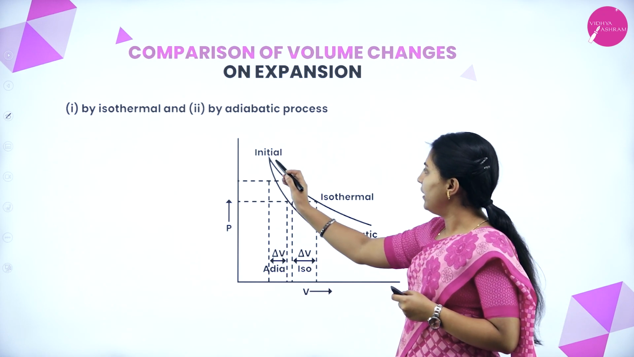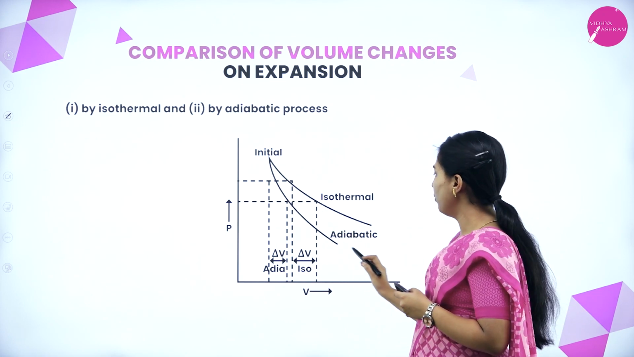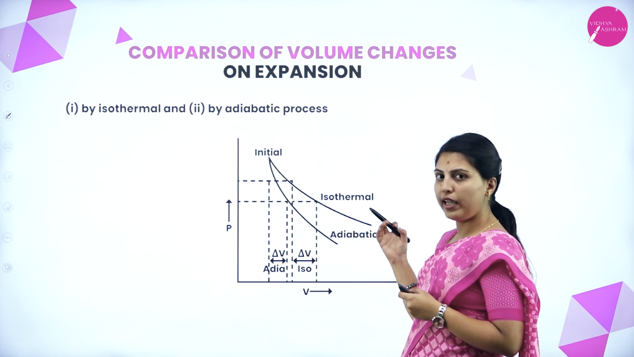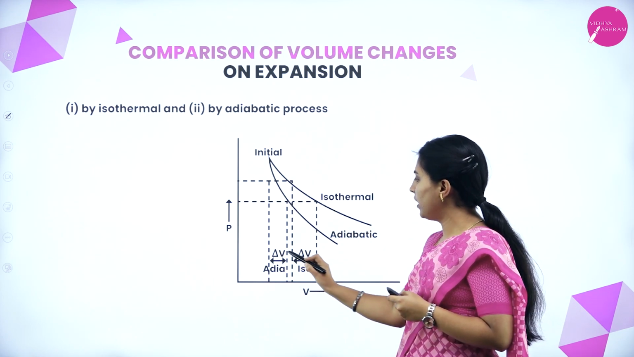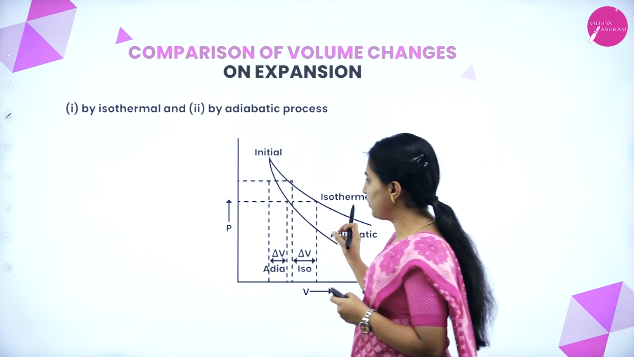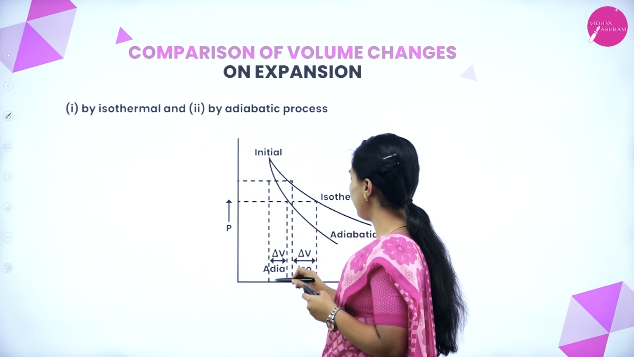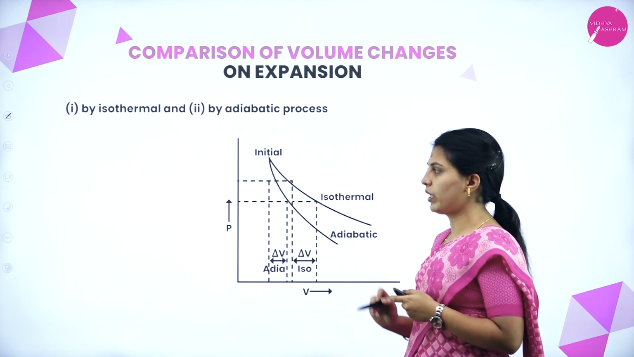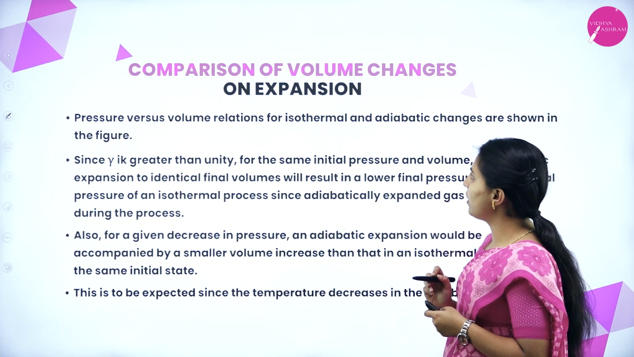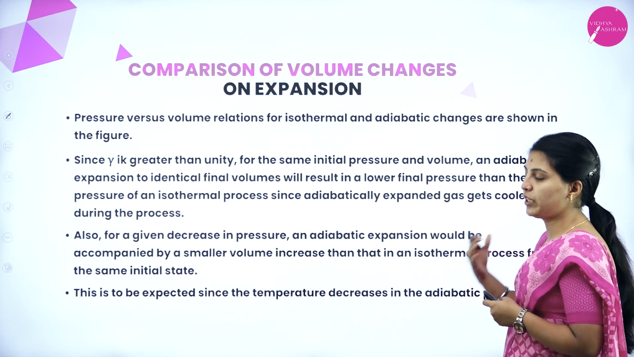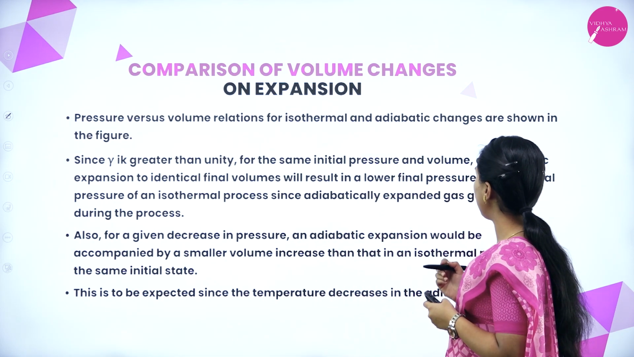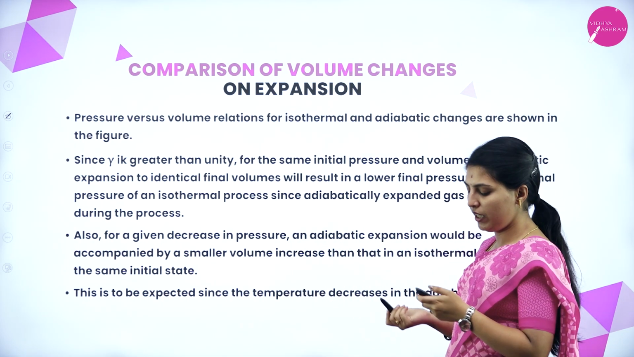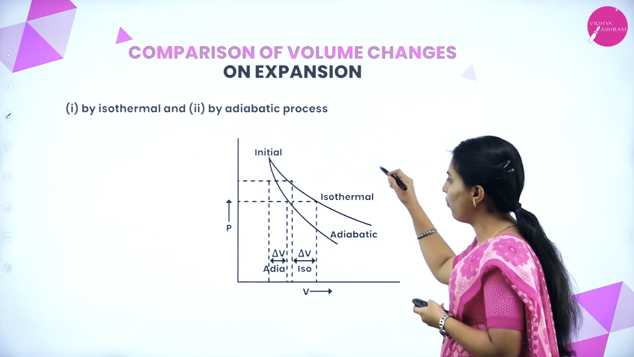See here, it is in the initial state getting expanded to the final state, and this is isothermal. See here delta V, isothermally it has been expanded, here pressure, here volume. Okay. Next, comparison of volume changes on expansion. Pressure versus volume relations for isothermal and adiabatic changes are shown in the figure. This is the graph they have shown overall.